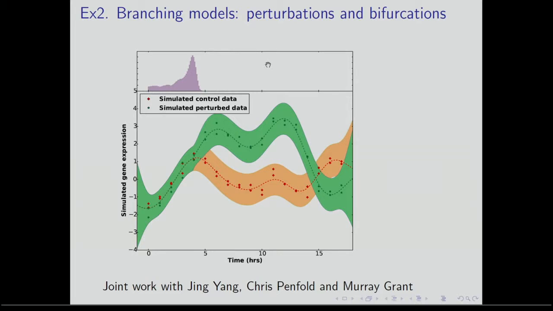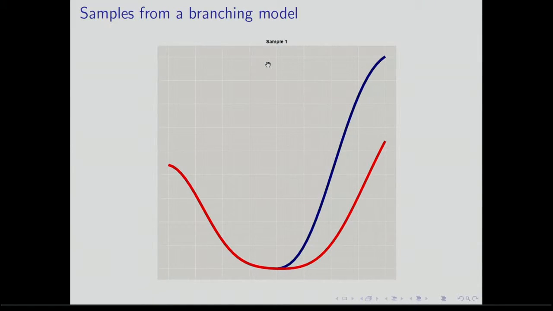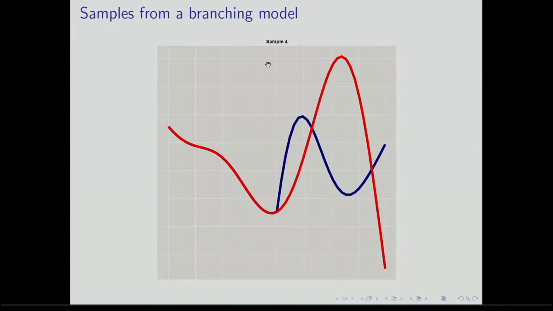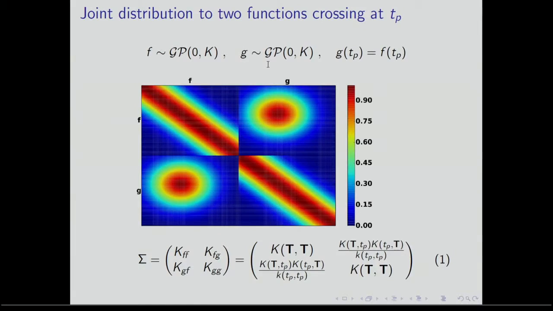It's very natural. And so the kind of model I'm going to use now is one where you have a Gaussian function, but at some point, another Gaussian function branches away from it, but they touch at this particular point here. So we can sample from the prior. So this is our prior. Here's another sample. Here's another sample. Okay? So these are all Gaussian functions which touch at that particular point. And you can work out the covariance for two functions crossing.